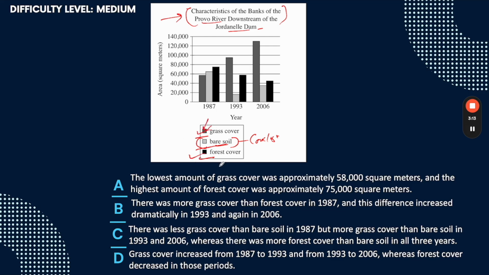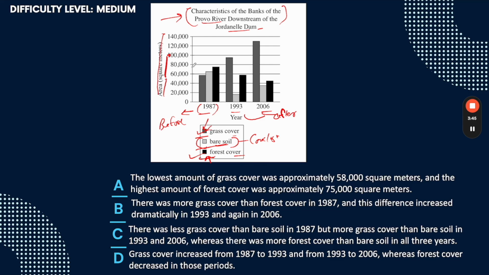So this dark gray and black is what I'm concerned about. And what do I have on this particular graph? We have years. Right, 1987 is basically before the dam, right? So this is before, and 1993 and 2006 is basically after the dam. The dam was built in 1992, right? So this will tell us how the dam really changed something in grass cover and forest cover. And what do we have over here? We have area in square meters.